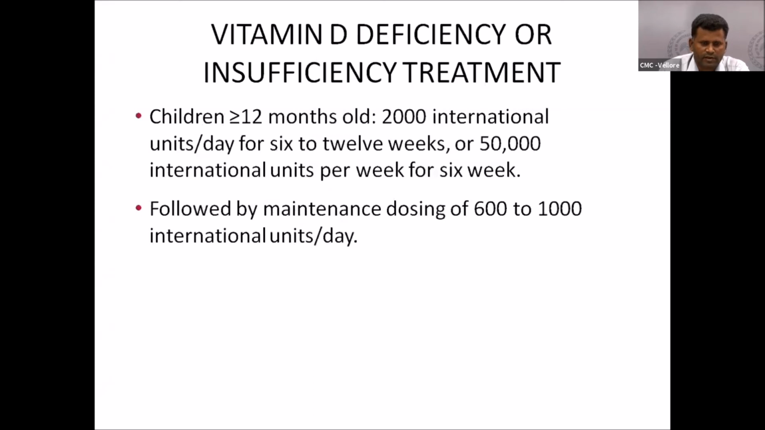And when we diagnose vitamin D deficiency or insufficiency, we should treat children more than 12 months old with 2,000 international units daily for a total of 6 to 12 weeks, or 50,000 international units per week for 6 weeks. And this should be followed by a maintenance dose of 600 to 1,000 international units per day.